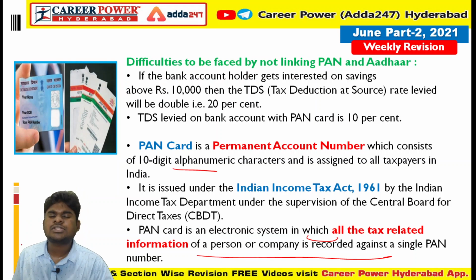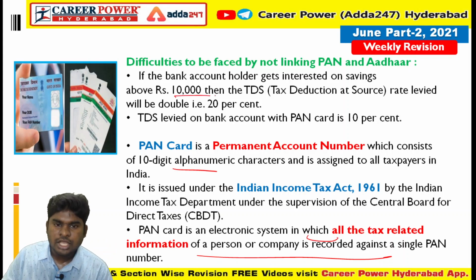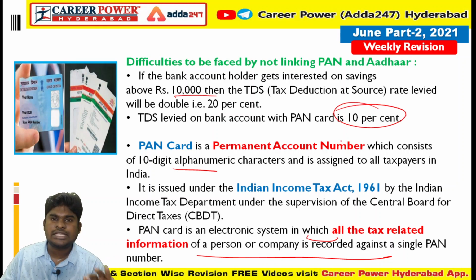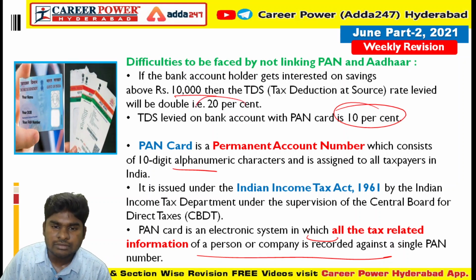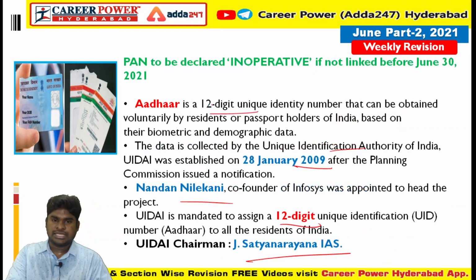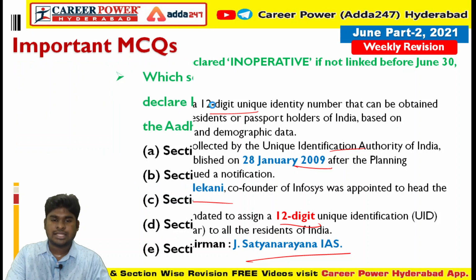So what are the benefits of linking PAN with Aadhaar? If you want to invest, if you want to save money more than 10,000 rupees, and your PAN is linked with your Aadhaar, you will be only charged 10% TDS. If your PAN is not linked with Aadhaar, there will be a TDS of 20%. Please immediately go and link your PAN with Aadhaar.